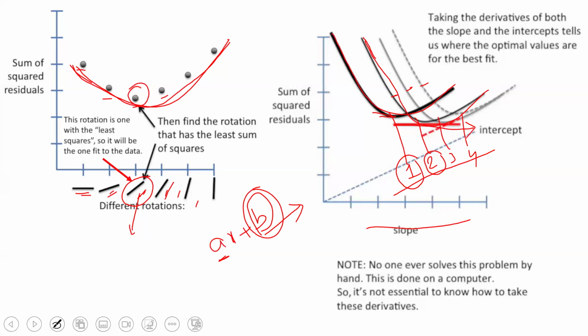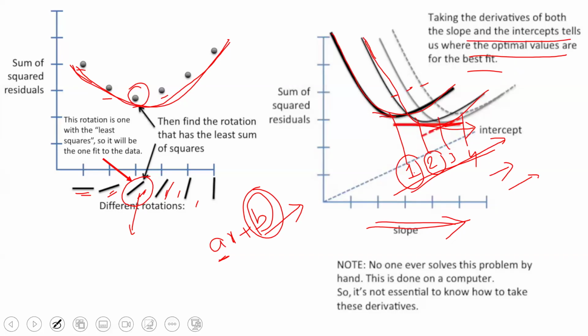Okay, taking the derivative of both the slope and intercept tells us where the optimal values are, the best fit. So you keep changing intercepts, you keep changing slopes for every intercept, and then you will find the minimum value of all of them, which will give the optimal fit for the data. But no one ever solves these kinds of things on paper by hand. These are all done by statistical software. Okay, this is possible only by computers, so computers will do that.